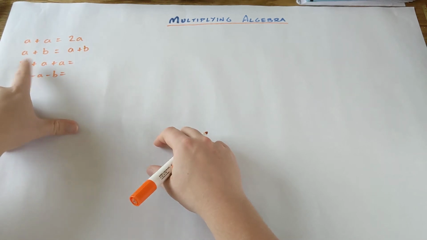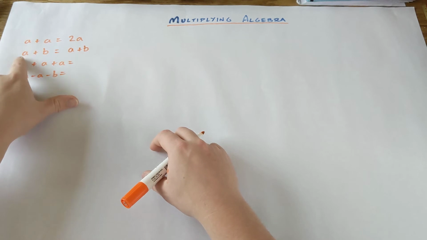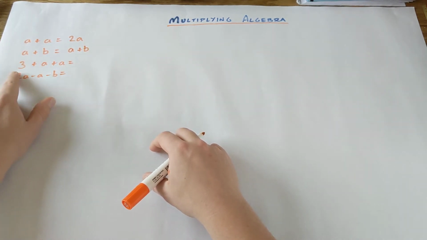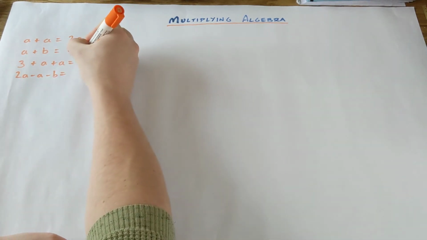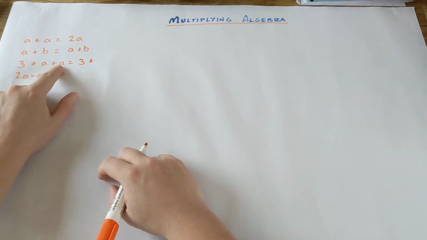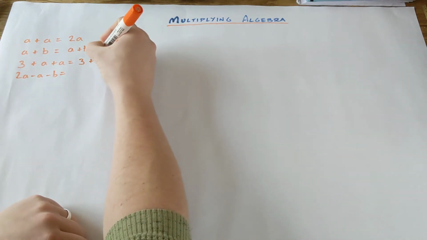Next, I've got 3 plus A plus A. And just like I can't add different letters together, I can't add numbers and letters. So 3 is the only number in this one, so that stays by itself. But now, I've got 1A, add another A, which is just like this bit up here, and that's going to give me 2A.